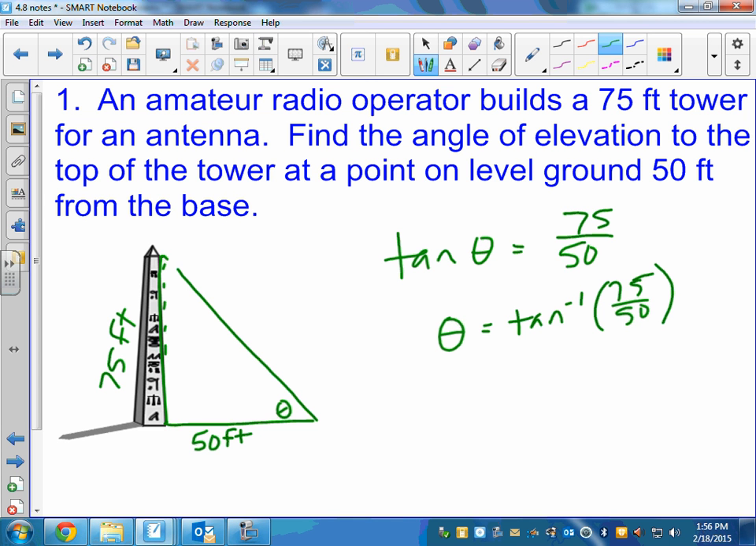Anybody else need a calculator? Inverse tangent. Put it in degree mode. Inverse tangent, 75 divided by 50. And I get that the angle of the tower is like 56.31 degrees. So if you draw the picture right, it's not very hard, right?